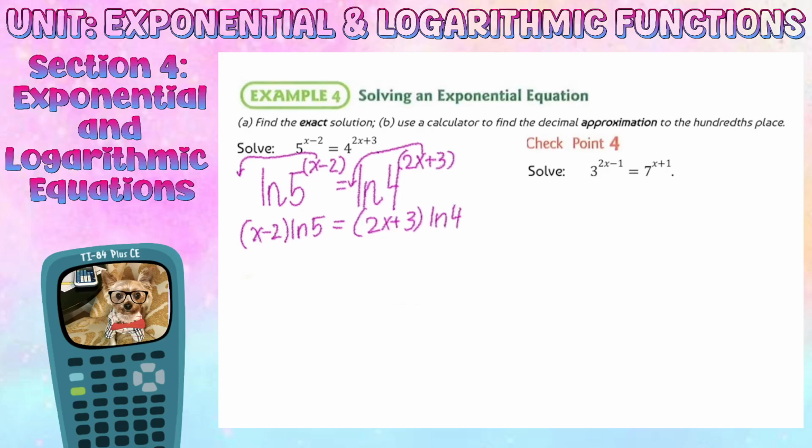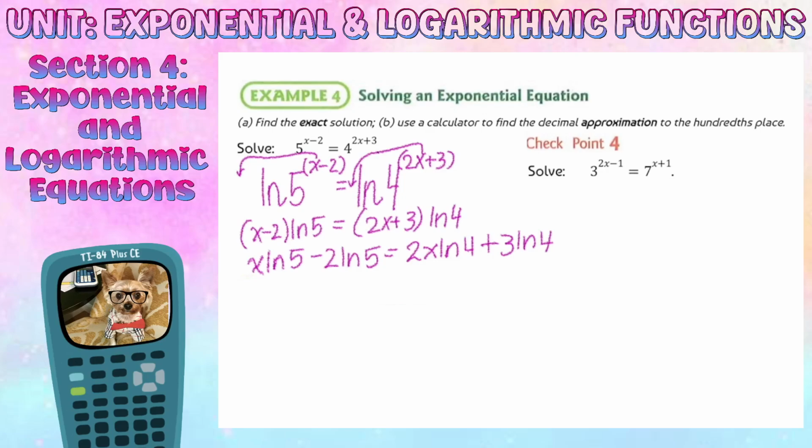Now I want to solve for x, but it's sort of trapped inside these parentheses. The natural log of 5 and the natural log of 4 are like root 3, root 5, root 2, a radical you can't simplify. So I'm going to treat them like numbers and distribute them into the parentheses so we can knock down those walls. Next I have x ln 5 minus 2 ln 5 equals 2x ln 4 plus 3 ln 4.